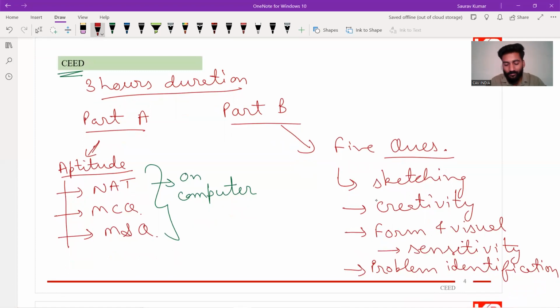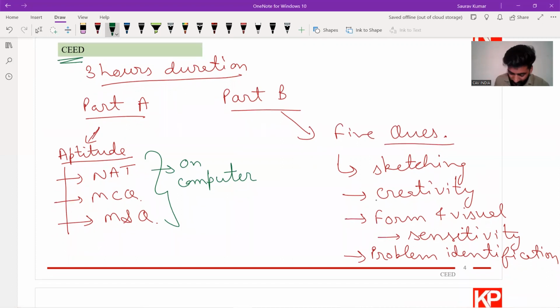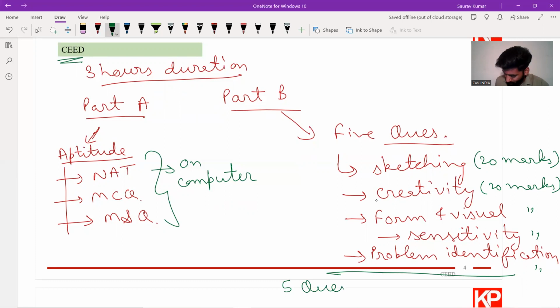Basically, if we go further to the marking scheme, you will realize that all these have 20 marks each. This one 20 marks, this one 20 marks, same. So basically you have 5 questions for 100 marks.